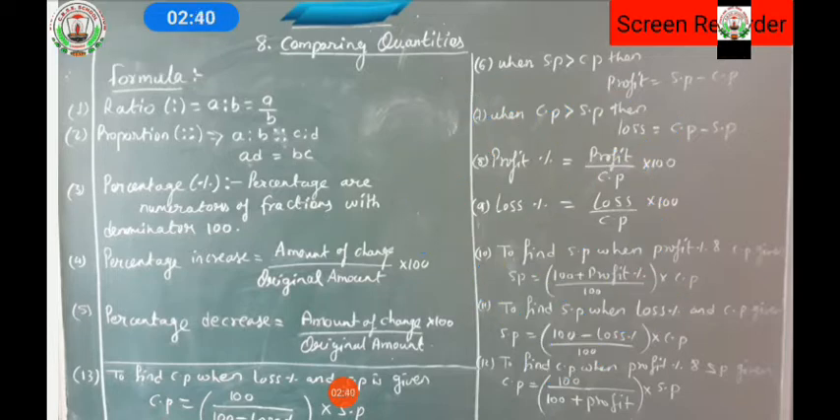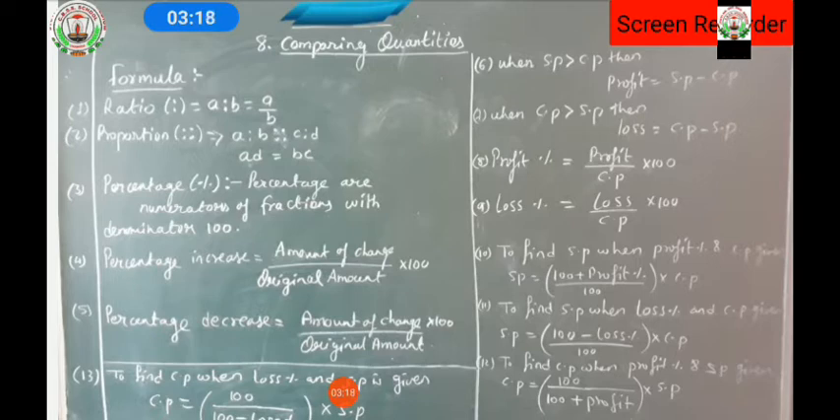Moving towards the third formula, that is percentage. Percentages are numerators of fractions with denominators 100, like 1 upon 100. That means 1 upon 100 is what it is talking about. As you people find the percentage of your marks, in the same way the percentage is being used.